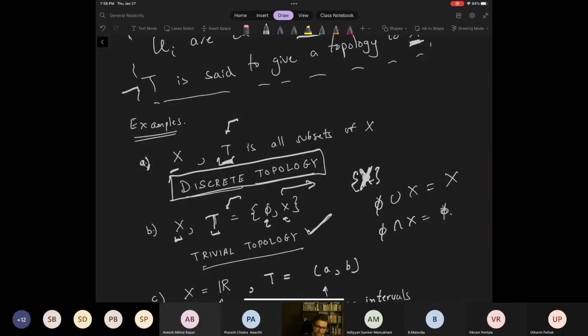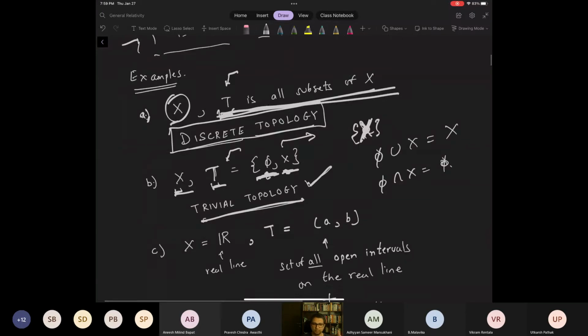So for any set X, it's always possible to define a discrete topology, where you just take all the subsets of X. That's not so interesting. I mean, it's interesting, but it's less interesting. And another less interesting case is this trivial topology, where you just take two subsets in T, that is, phi and X. This gives you the so-called trivial topology.